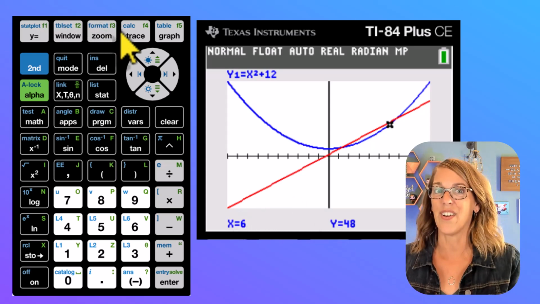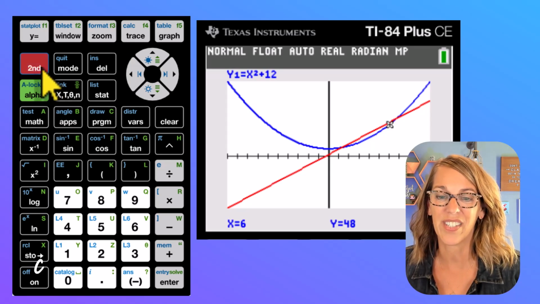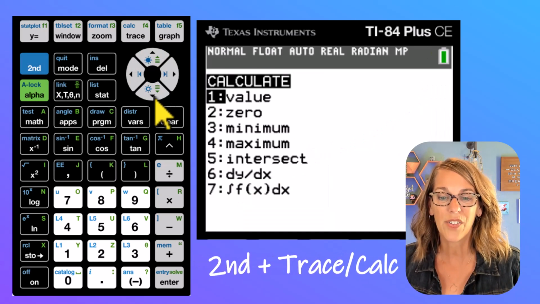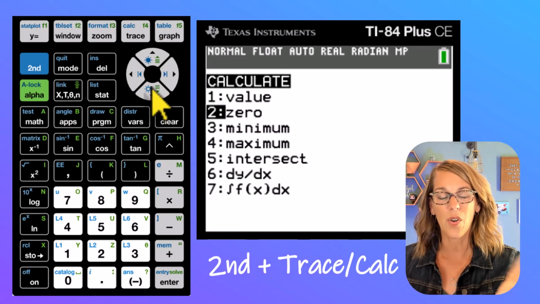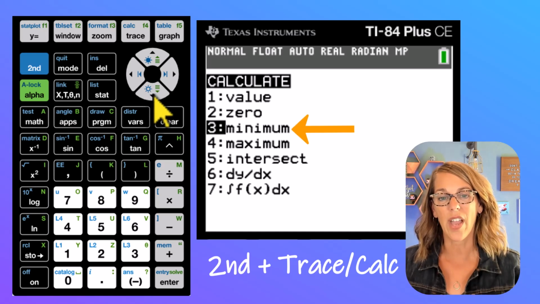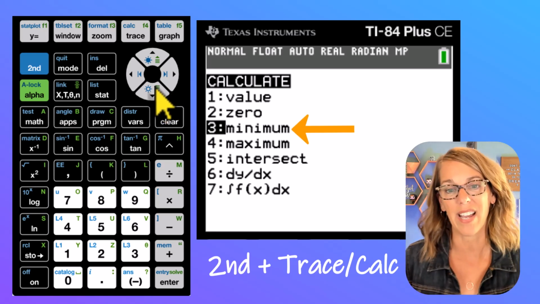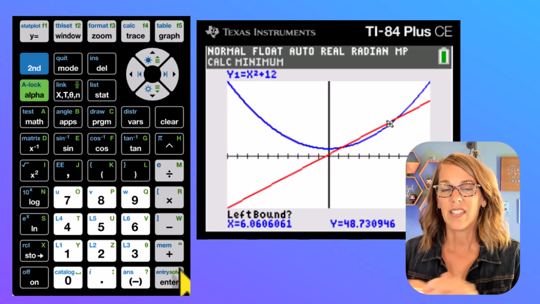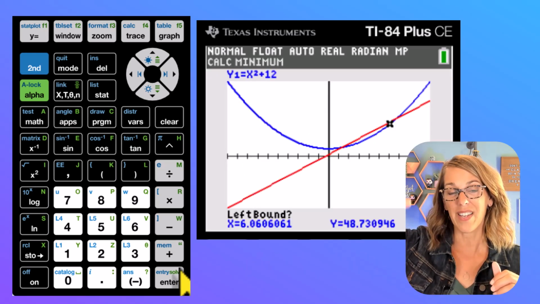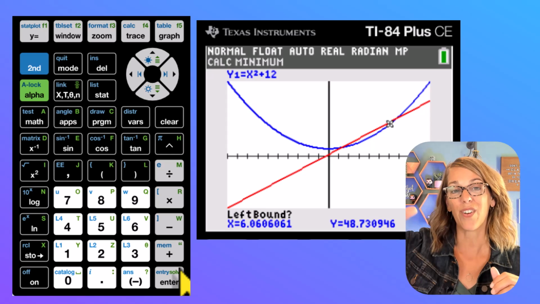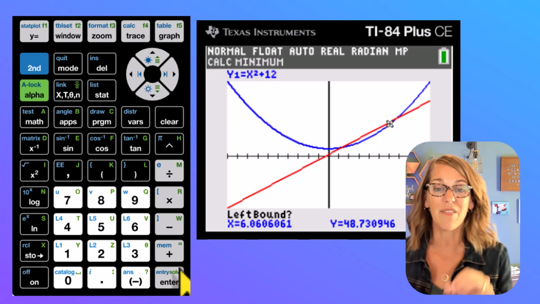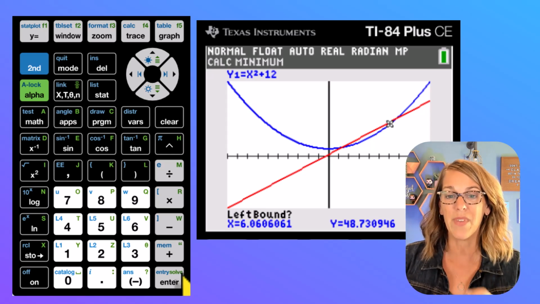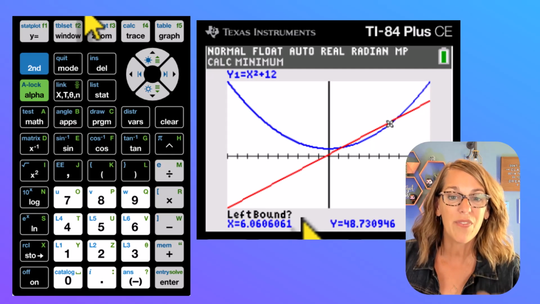But CALC has lots of functions. Let's do another CALC function. So second followed by calc. It will also find a 0 for you. I'm actually going to skip by this one because I want to show you how to do the minimum and the maximum. To do a minimum, if I hit enter here for minimum, see that my parabola has that minimum. It's the vertex, and I can figure out what the coordinates of that vertex are by asking it for a minimum. Now it steps me through this process.